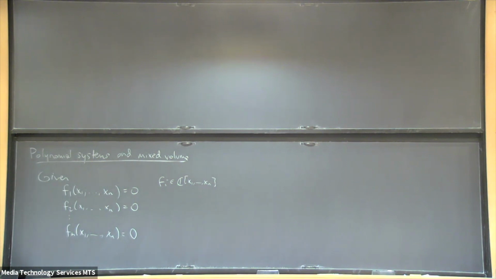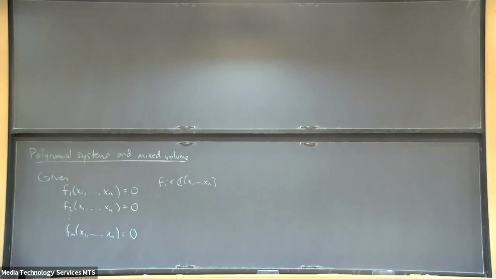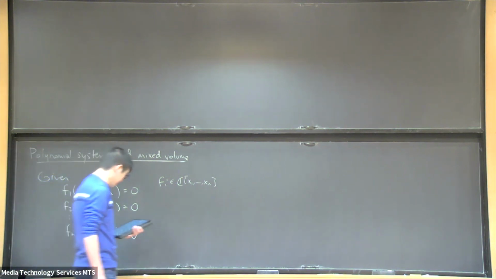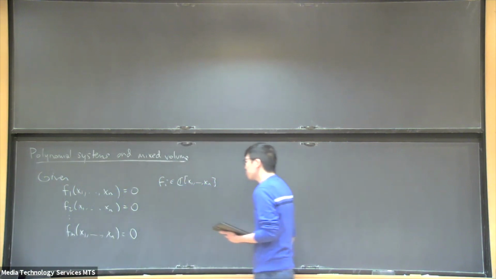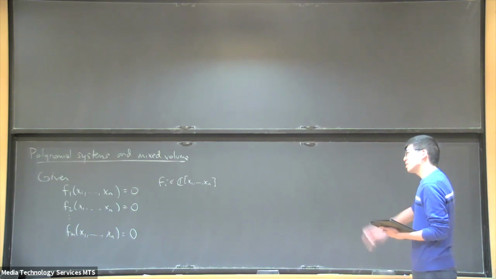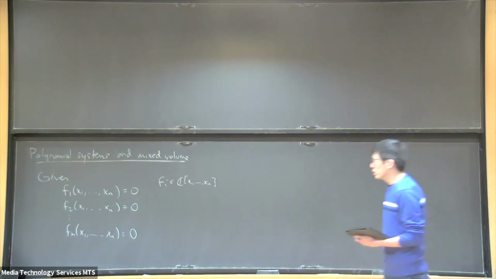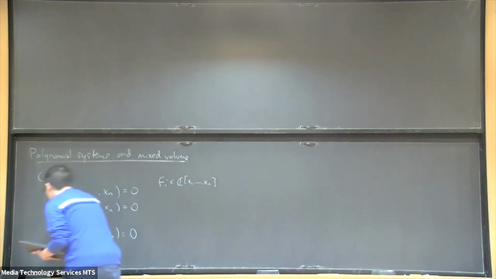To some extent, these results still hold if you replace the complex field with other fields. I'll say a little bit more about that later, but for now, let's just stick with the complex numbers. And so we can ask, suppose you have such a polynomial system, how many solutions would you expect?